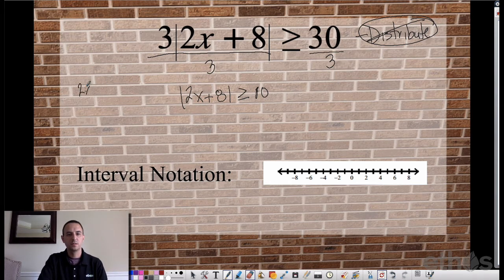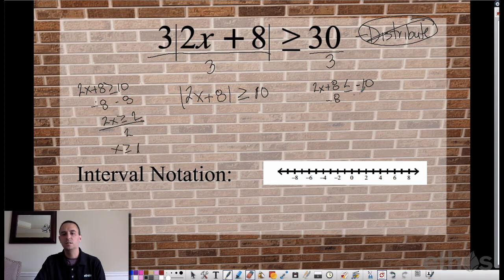So 2x plus 8 is greater than or equal to 10, and now we have 2x plus 8 is less than or equal to negative 10. So we'll solve this first one. We'll subtract 8. 2x is greater than or equal to 2. Divide by 2, x is greater than or equal to 1. And over here, we'll do the same thing. We'll subtract 8. So 2x is less than or equal to negative 18. Divide by 2, x is less than or equal to negative 9.